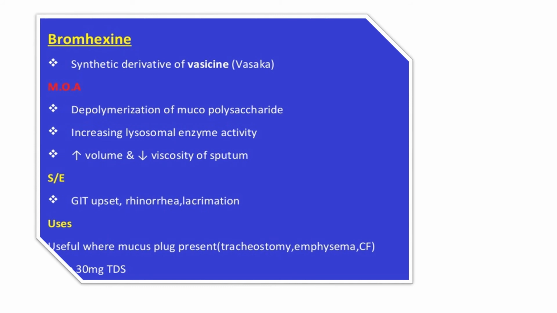Now bromhexine and the other, acetylcysteine, all these are useful in productive cough. Normal antitussives are the ones which are used for dry cough. Now expectorants and mucolytics, both of these are useful in productive cough.